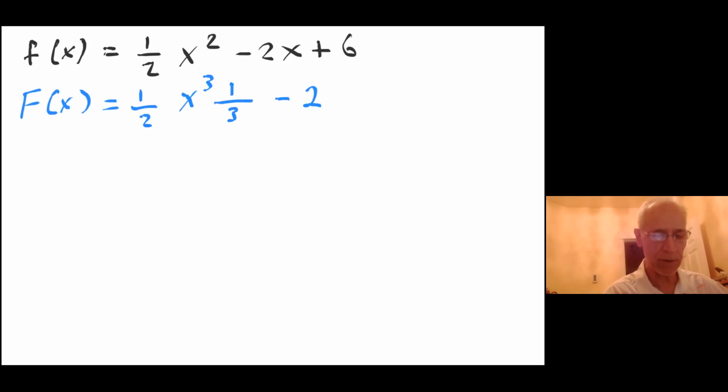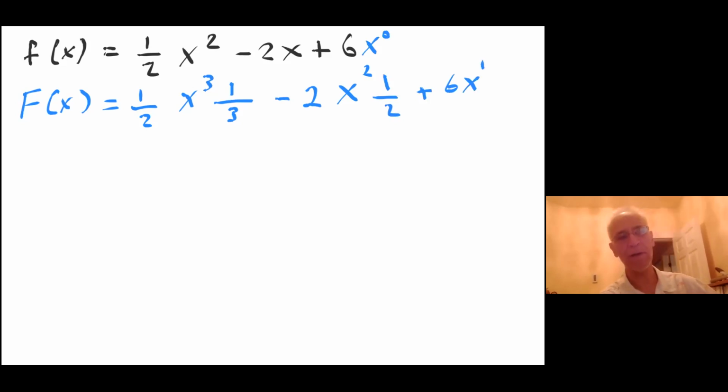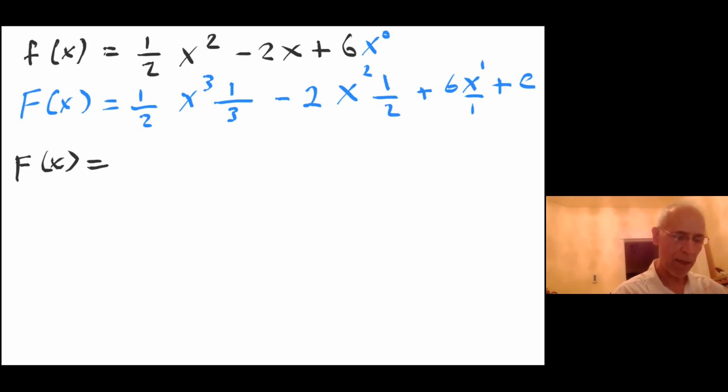Minus, here's my 2, x to the power of 2. Instead of dividing by 2, I'm going to multiply by 1/2. Plus, remember that we said you can think of this as 6x to the power of 0. So 6, x to the power of 1, and dividing by 1, or multiplying by 1, is the same thing. So I'm going to just put a 1 for the sake of discussion. And we have a plus c. So let's clean this up. So F of x equals 3 times 1/2 is 3/2.